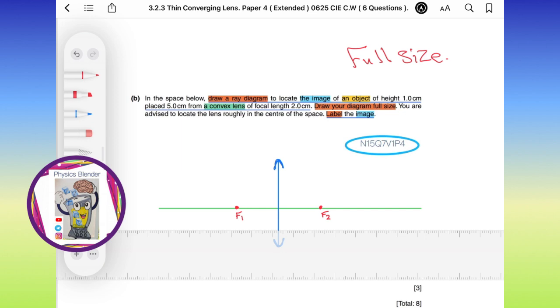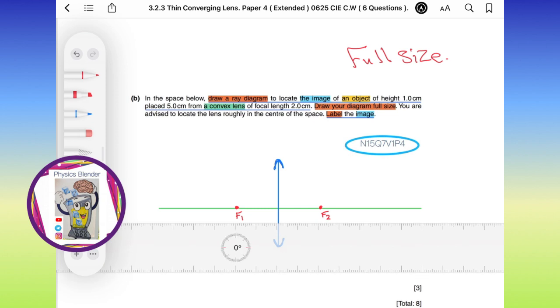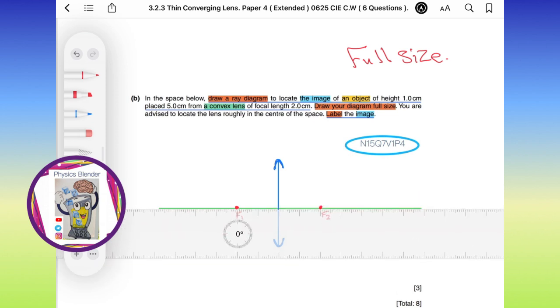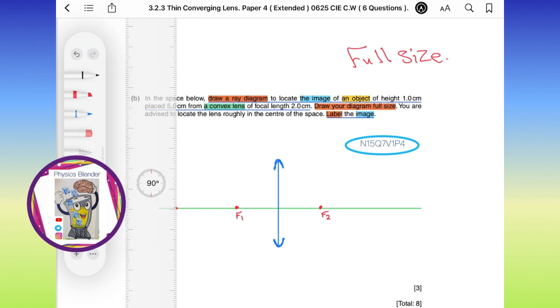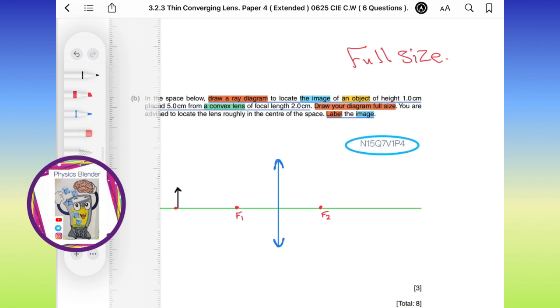The object is located 5 centimeters from the lens. So here we have 2 centimeters and 3 centimeters here. We can place the object. So the object here is located and its height is 1 centimeter, so you have to draw it full size. So here is 1 centimeter height. This is how you can draw the object and its height, 1 centimeter.